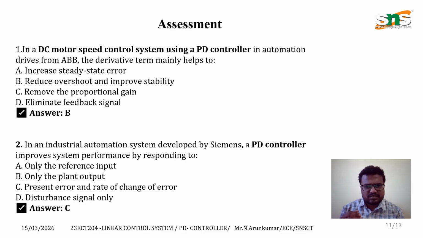Next one is an industrial automation system developed by Siemens. A PD controller improves the system performance by responding to: only the reference input, only the plant output, present error and rate of change of error, or disturbance signals only. The answer is C, present error and rate of change of error, because while analyzing the PD controller, it must be analyzed at the present state of the errors and most probably the rate of change of the errors.